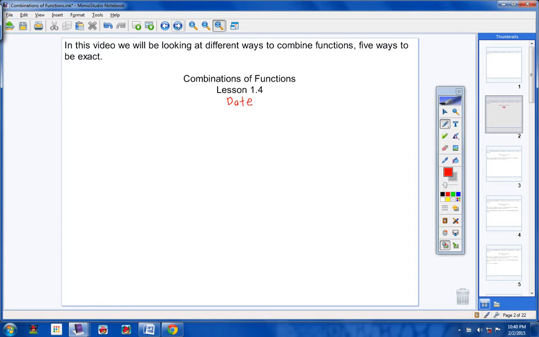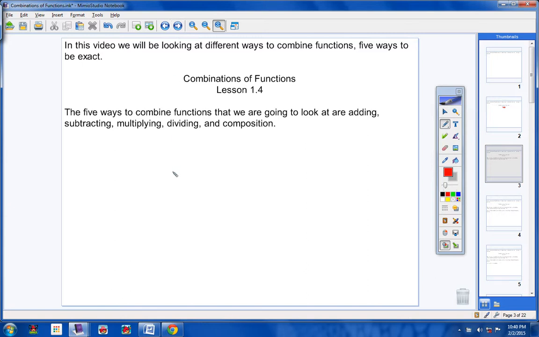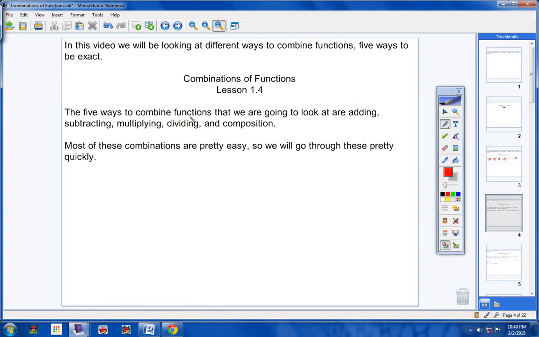Alright, let's continue on. Now, the 5 ways to combine functions that we are going to be looking at are pretty simple actually: adding, subtracting, multiplying, dividing, and composition of functions. Now, you've covered most of these in Algebra 2 in the past. We're going to go a little deeper than probably how you covered them in Algebra 2, but for the most part, it'll be very similar. Most of these combinations are pretty easy, okay? So we will go through these pretty quickly.